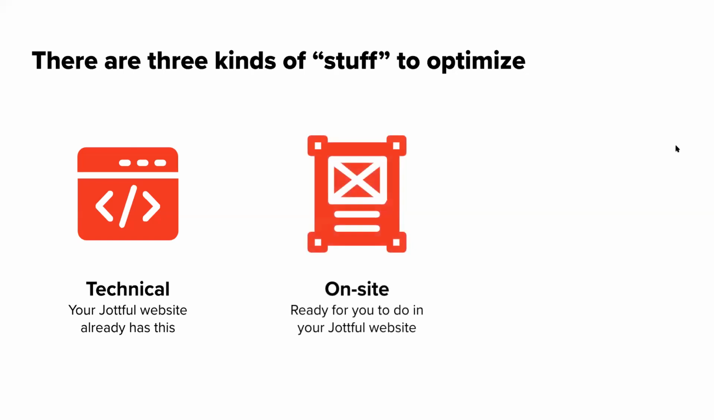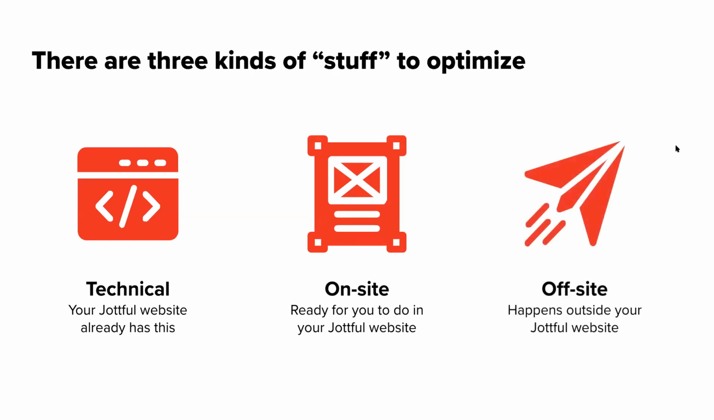The second group of stuff is stuff on your website. Now here, Jottful has made it possible for you to optimize for this, but we can't optimize for you. You actually have to go in and do it yourself, and you're gonna understand why once you see sort of the consultation that goes into that. But I'm going to talk about the on-page or on-site stuff.